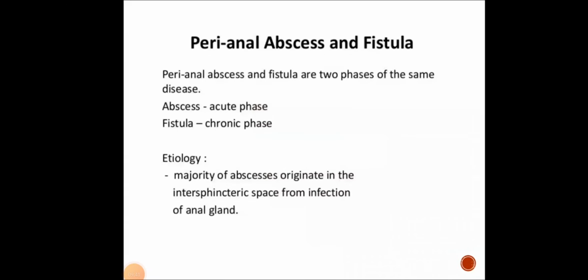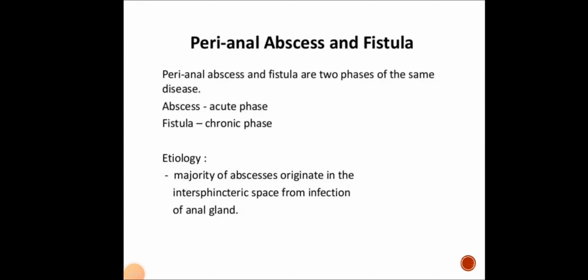Next is the perianal abscess or anorectal abscess and fistula. So, anorectal abscesses are the abscesses which are around the lower rectum and anal canal. They are called anorectal abscesses. Abscesses around the lower rectum and anal canal.